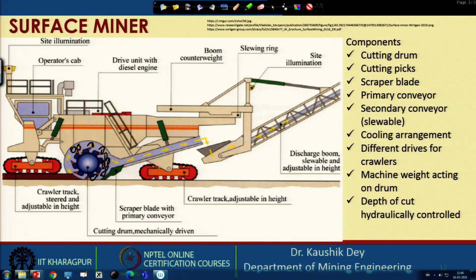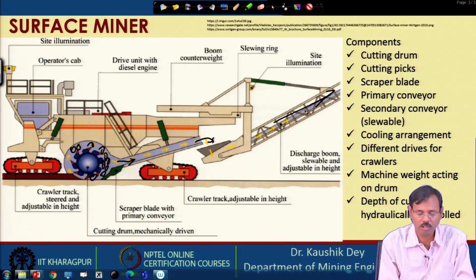Then as the void fills with material, there is a small opening towards the primary conveyor. Through this small opening the material comes onto the primary conveyor in a smaller size, then it is conveyed to the secondary conveyor, and from the secondary conveyor it is discharged, either to a truck, or to a conveyor system, or to a windrowing system or side casting system.